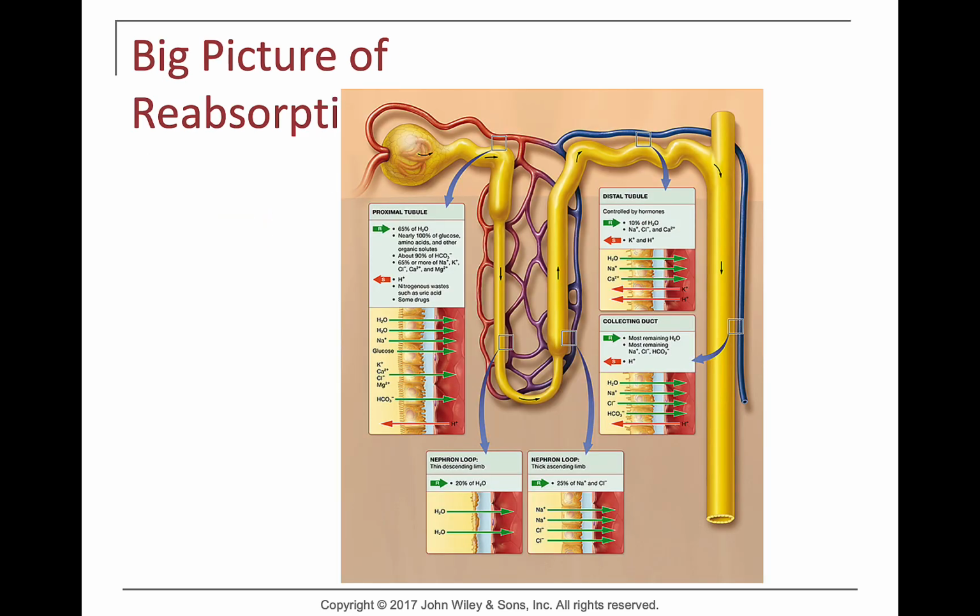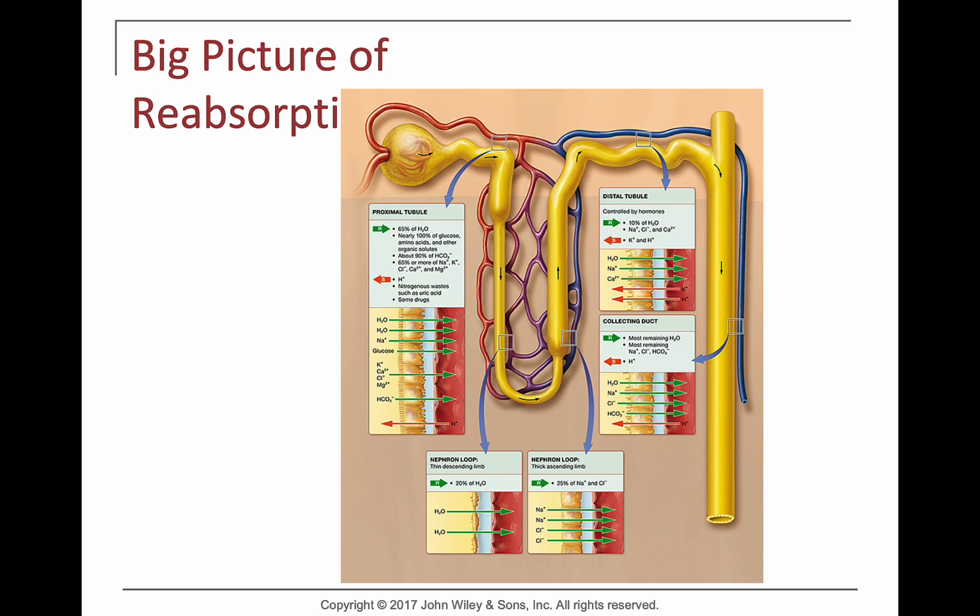So the big picture of reabsorption and secretion, we see reabsorption is a large portion of the proximal tubule, but we secrete hydrogen, nitrogenous waste like urea and uric acid and some drugs. The descending limb of the nephron loop is permeable to only water. The ascending limb is permeable to only salts like sodium chloride, and potassium ends up being secreted again.